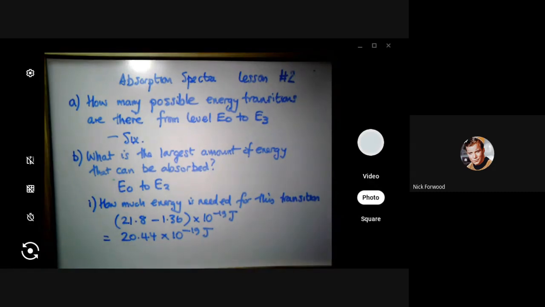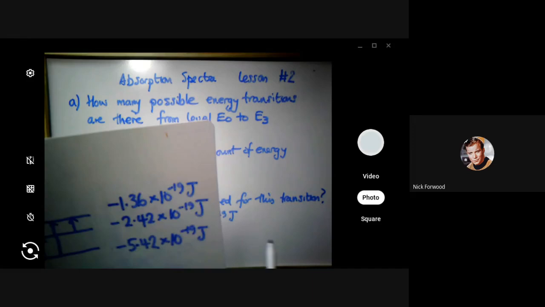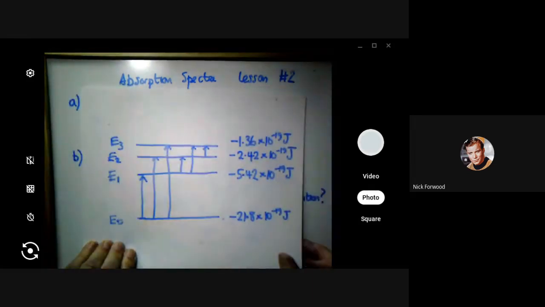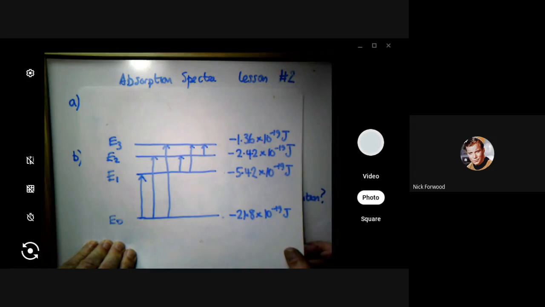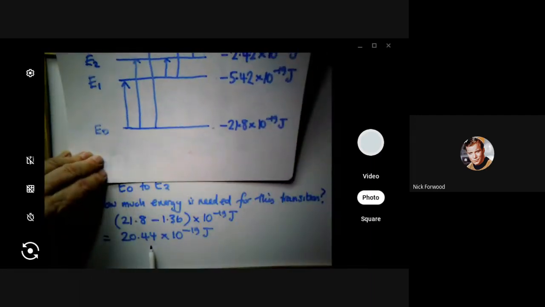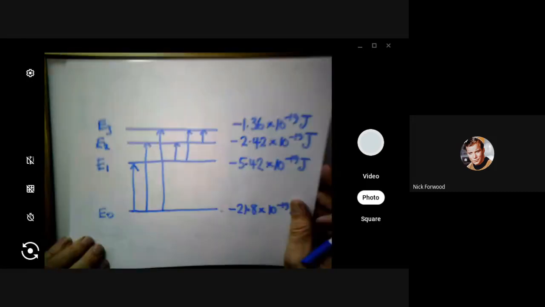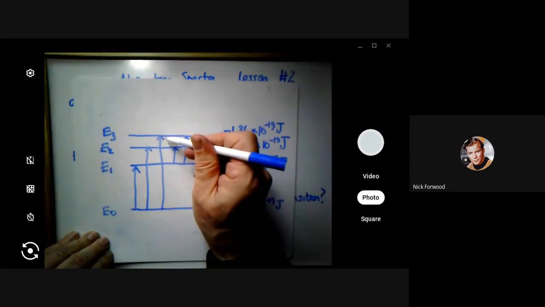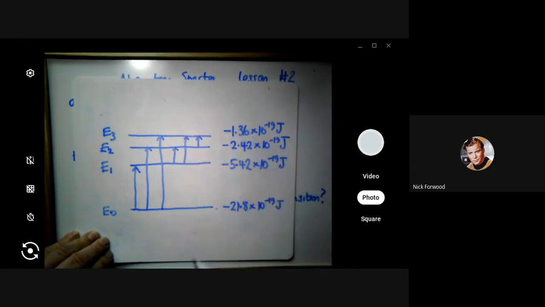So how much energy is needed for this transition? The answer is you need 20.44. If there's an incoming photon that carries exactly 20.44 times 10 to the negative 19 joules, then the electron will go from there to there in one jump. What happens if it's slightly less, 20.43? It's not going to do it. It's not interested unless it's the exact amount of energy, because 20.43 would leave it just below the floor here, and you can't get out at a floor there. You've got to be at exactly the right floor.